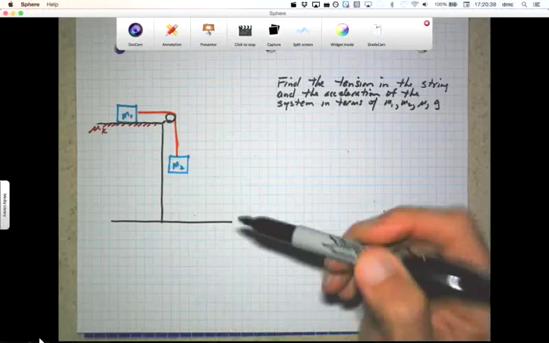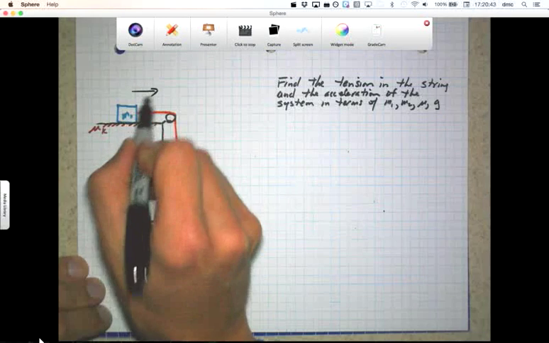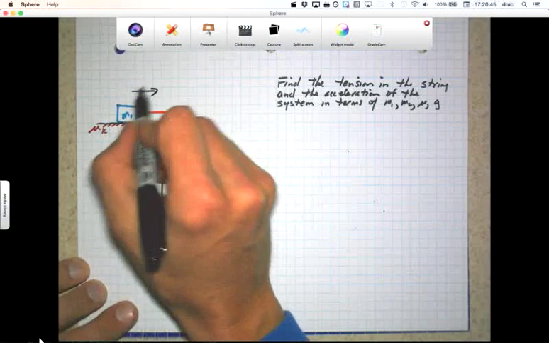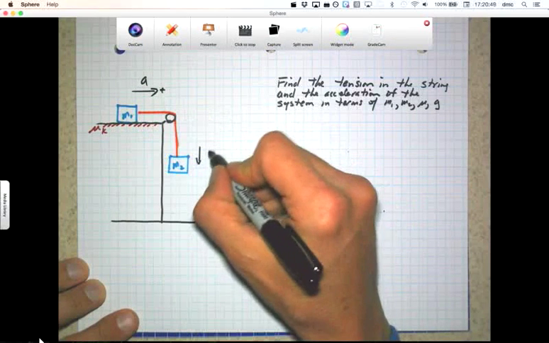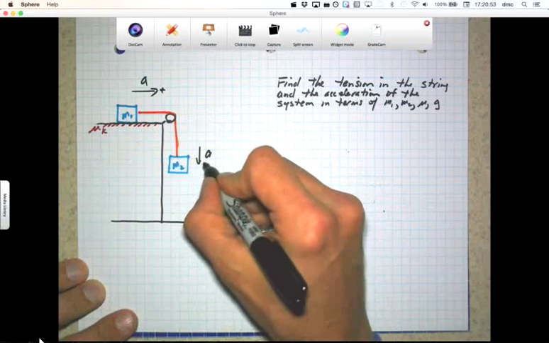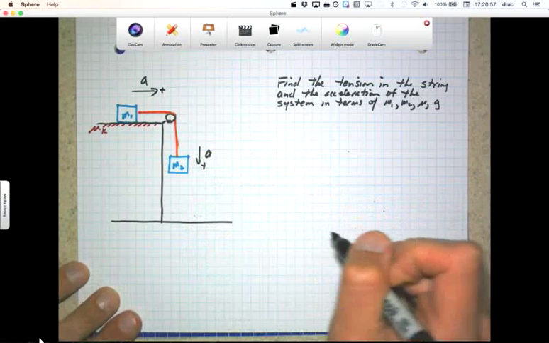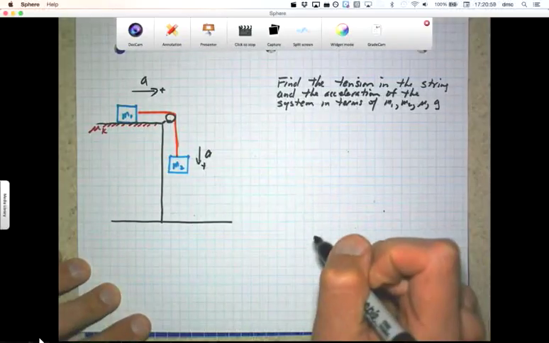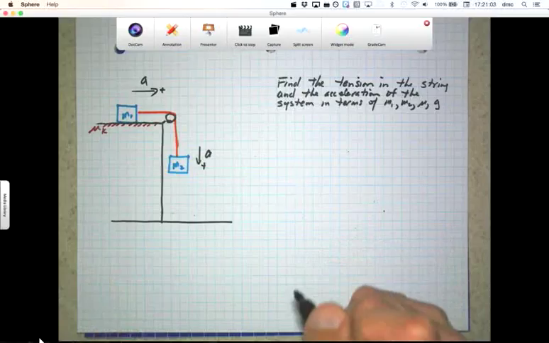If this is indeed moving, and it's accelerating, then it's clear that m1 is accelerating to the right, and m2 would be accelerating downward because friction wouldn't actually pull it up the other way. It might keep it from moving, but it's not going to actually work in the opposite direction. It's not the way friction works, which is a good thing for us. All right, so what do?